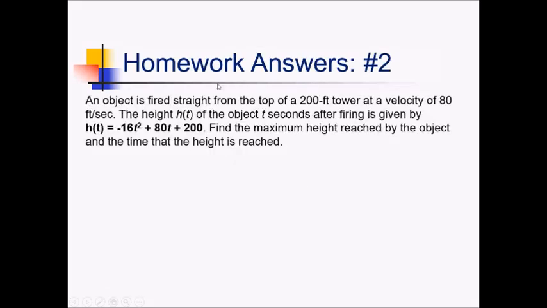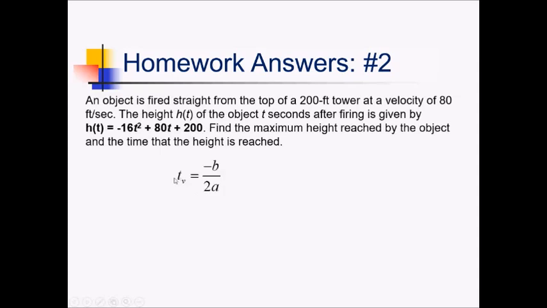On this one, we have an object fired straight from the top of a 200-foot tower, velocity of 80 feet per second. The height of this object is given by this h function here in terms of time. We want the maximum height reached by our object and the time it happens at. Since we're trying to maximize a quadratic function, we're going to find the vertex. That'll give us the time the max happens at and the height of the max.